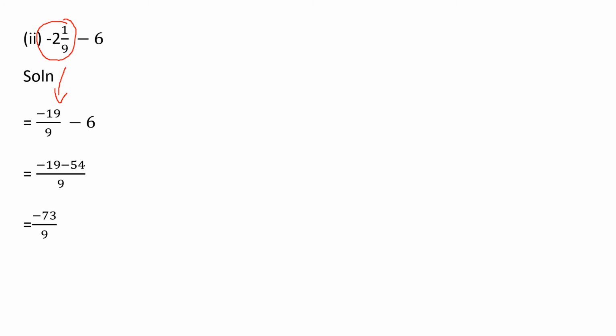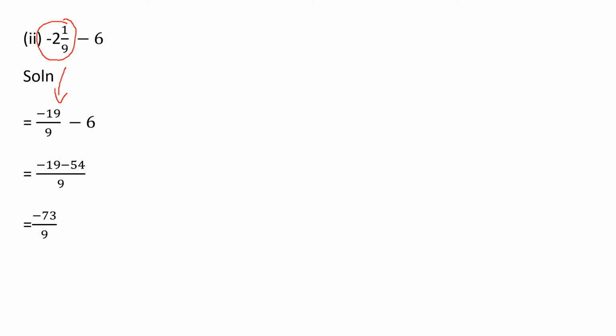So convert it and check whether you are getting minus 19 by 6. I'll give you 1 second. Convert 2 1 by 9, the mixed fraction, to an improper fraction. Are you getting minus 19 by 9? Check it. 2 nines are 18, 18 plus 1, 19, right? So 19 by 9, right?